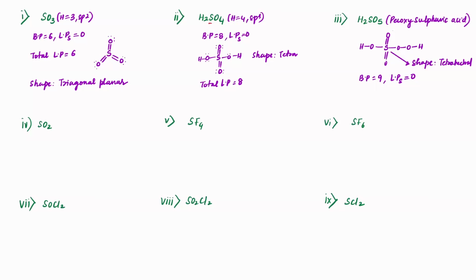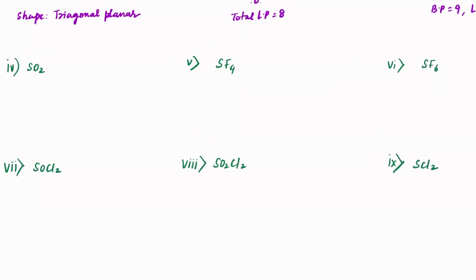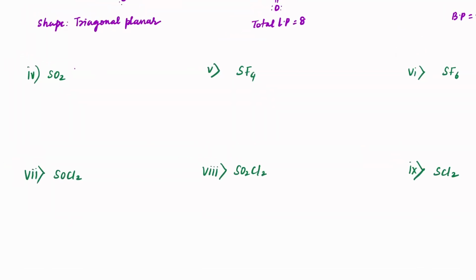Done. See the next one. SO2, SF4, SF6. Steric number is 3, sp2. Only two connections, but that makes it one lone pair on sulfur. So sulfur must have one lone pair. Okay. And if you notice, the bond pairs will be four. So sulfur has one lone pair, and the other two connections are with oxygen.